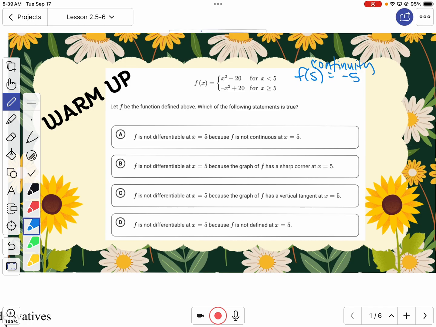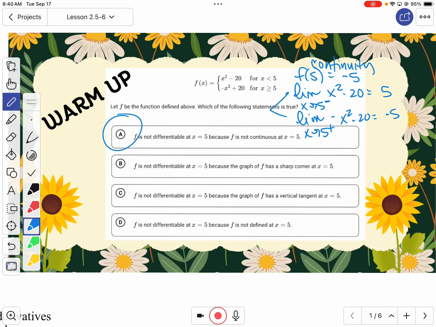And then we need to do the limit from both sides. So the limit as x approaches 5 from the left of x squared minus 20 is going to give me 25 minus 20, which would be positive 5, and we can stop right there, because it's not going to be continuous. The other limit, as x approached 5 from the right, the opposite of x squared minus 20, would give me negative 5. So it's not going to be continuous, so it has to be A. If we're not continuous, we can't be differentiable.